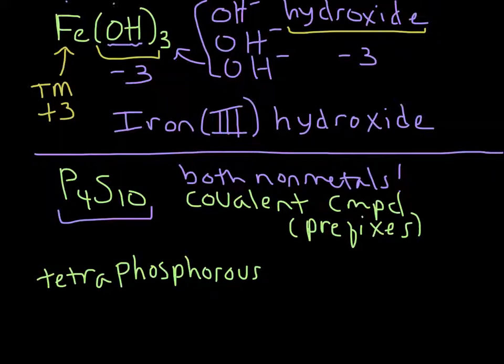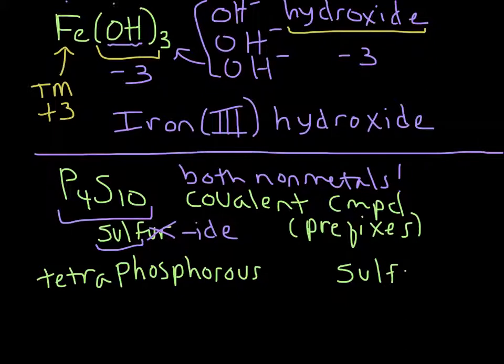Tetraphosphorus. And then now we need to name the second part. It's not quite as simple because we do have to change that ending. But we know this is sulfur. So we're going to hack off the ending, keep the root, and add IDE. So we end up with sulfide. Okay, and then we have 10 of them, and the prefix for 10 is deca. So tetraphosphorus decasulfide.